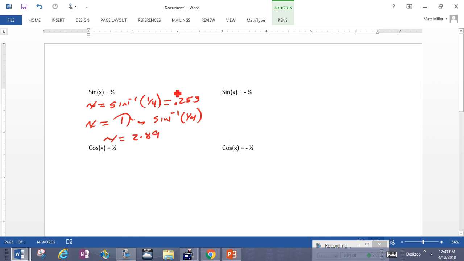Now, what about sine equaling negative 1/4? I'm going to tell you, it's going to be the exact same thing. The first strike is going to be x equals the inverse sine of negative 1/4, and x is also going to equal pi minus the inverse sine of negative 1/4. Don't believe it? Let's check it out.